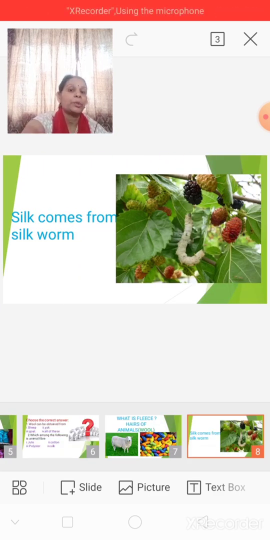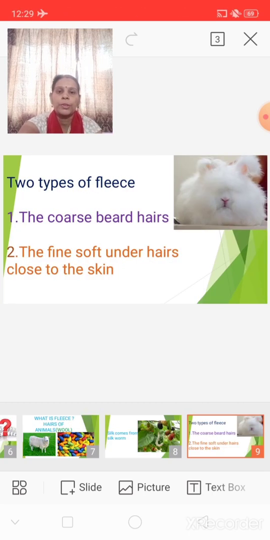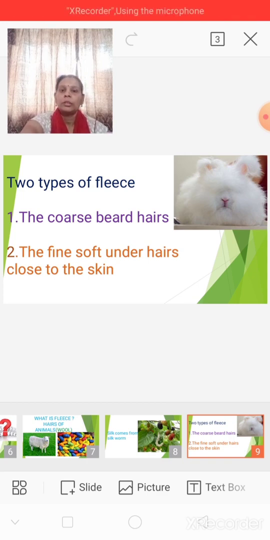Here you can see the other one now. It is related to silk. So the first topic is wool and the other one is silk. So children, I feel you know wool we obtain from sheep, goats, yak, llama, alpaca, all these. But silk comes from silkworms. Now, again coming back to the wool, there are two types of fleece, or we can say there are two types of hairs on the sheep's body.